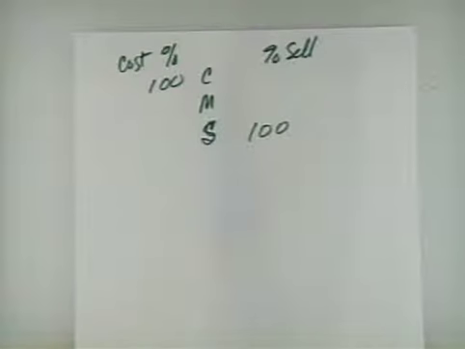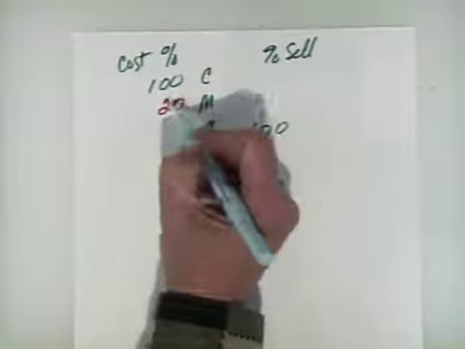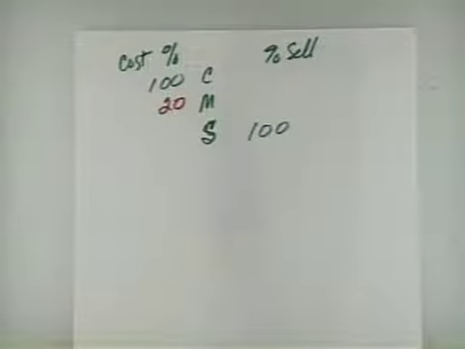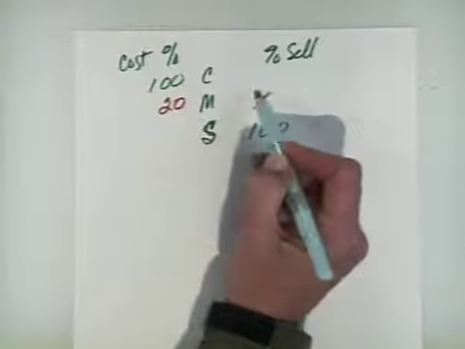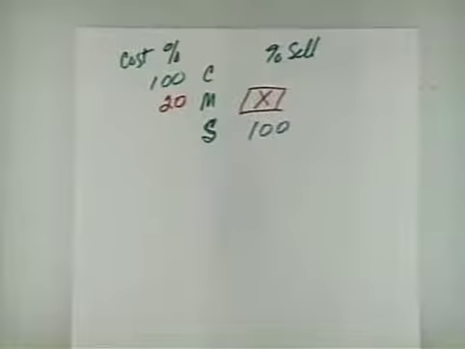So what we're going to do to convert these is start out with a CMS table, 100 next to C on the cost side, 100 next to S on the selling price. I want to know if the markup on cost is 20%, so I'm going to put a 20 right here, what is the markup on selling price? So I'm looking for the percent of markup on selling price. Does anyone see anything that I can do to fill out any more information on my chart?